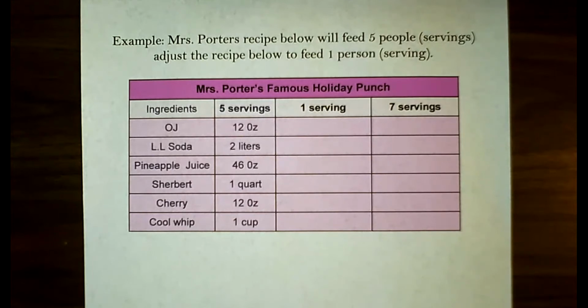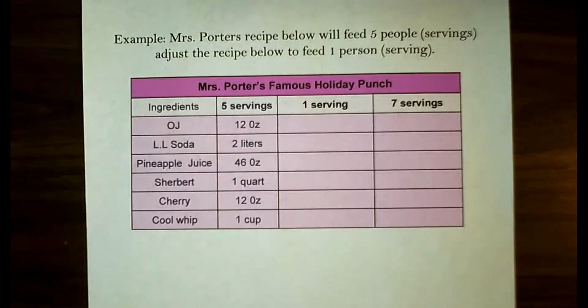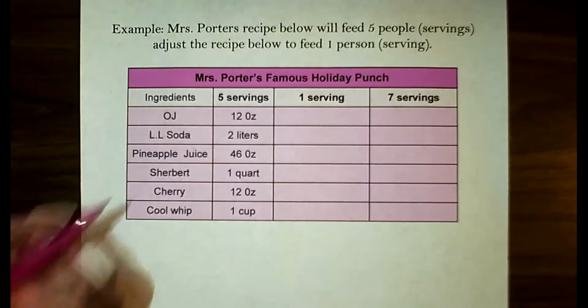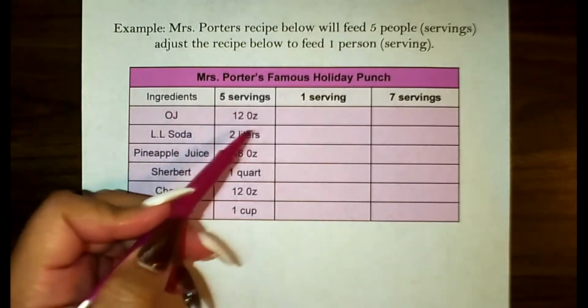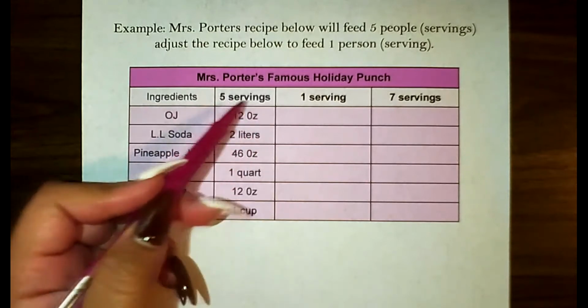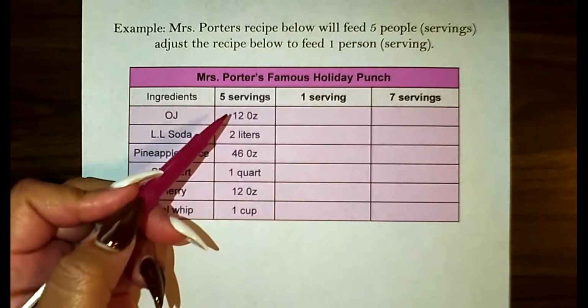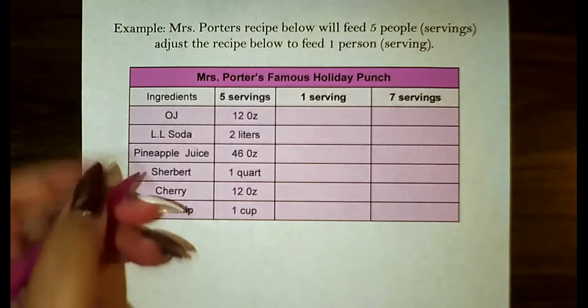All right, so I'm looking at the ingredients for her famous holiday punch, and I want to remember if I'm going from 5 servings to 1 serving, I'm creating a unit rate. I'm finding out per 1 unit, creating that denominator of 1. I'm going to pick a row out of my table. So I know that for 5 servings, I need 12 ounces of juice.